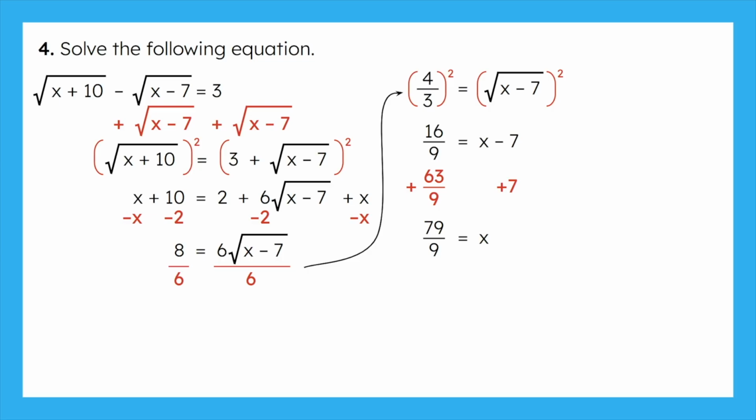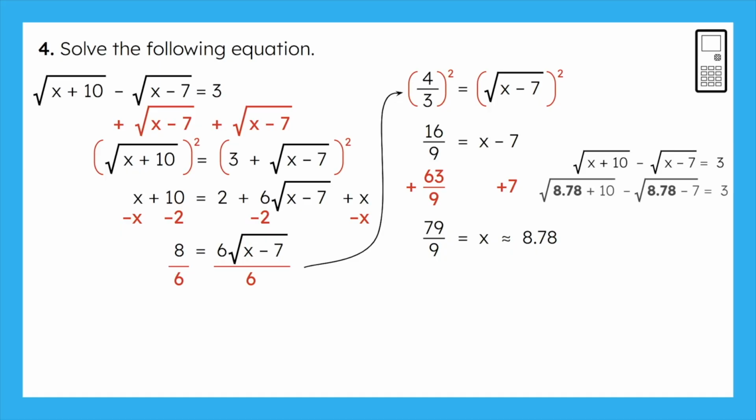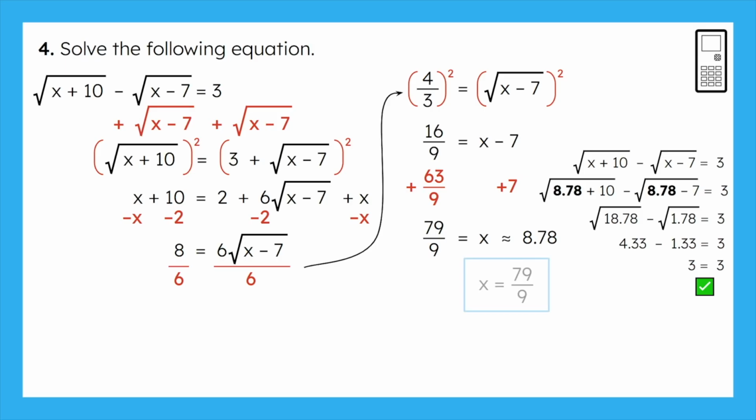Our final step is to substitute our answer back into the original equation, which we can do more easily by converting 79/9 into a decimal by using a calculator. You can pause the video to grab a calculator if you want and round 79/9 to the nearest hundredths place. 79/9 rounds to 8.78, and substituting that back into the equation, we can see that it is a true solution. Our final answer is x equals 79/9.